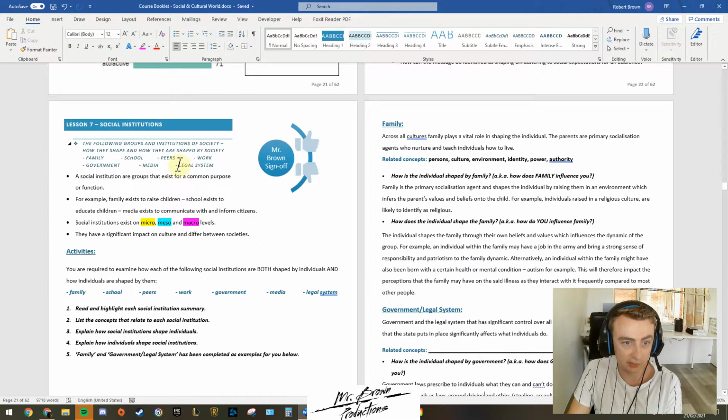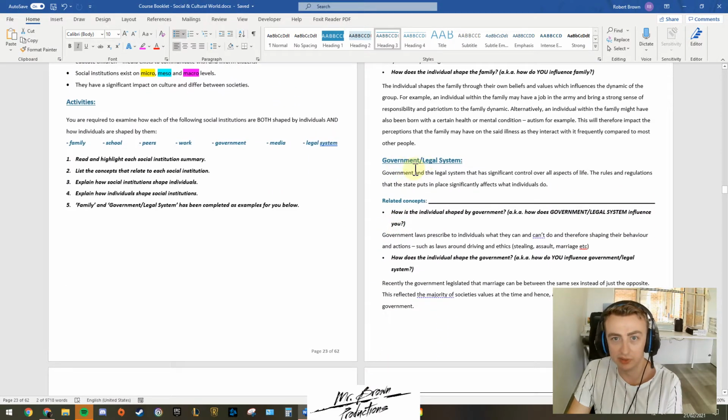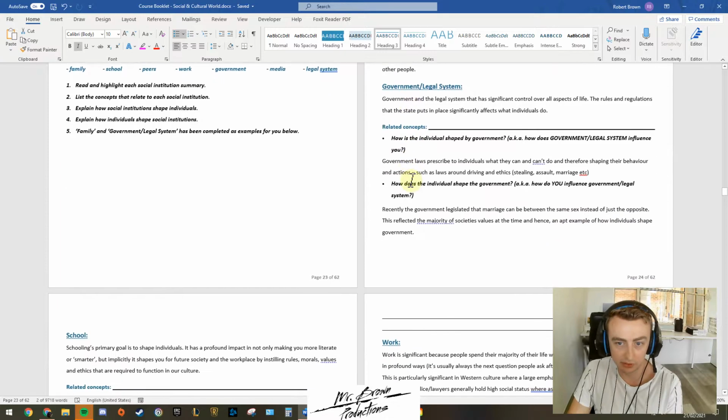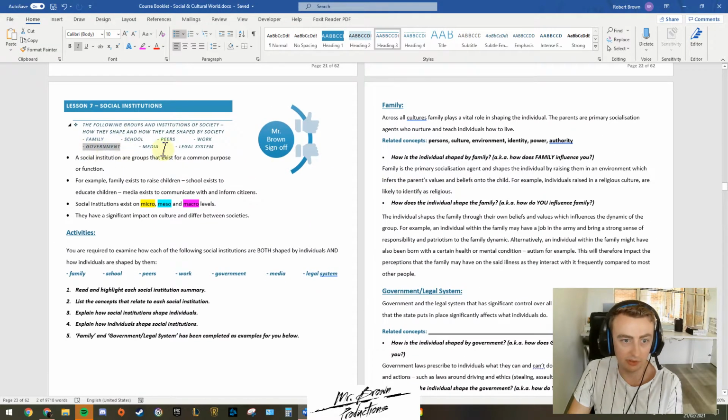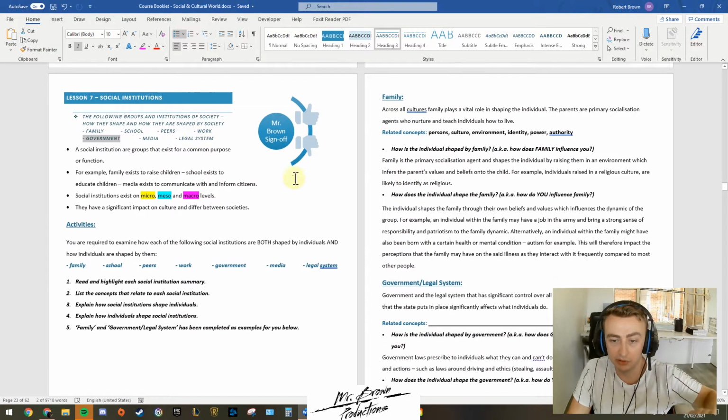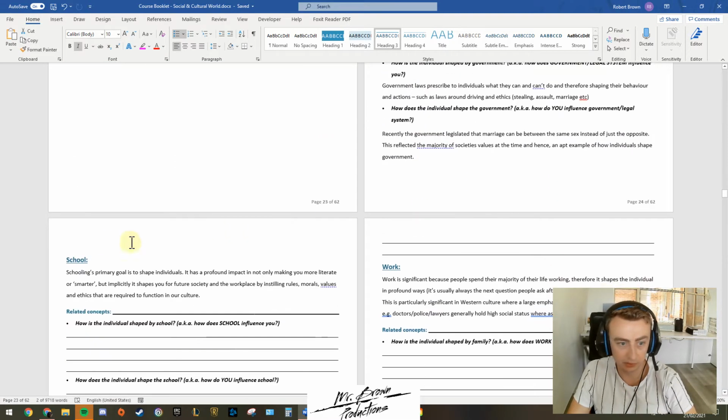Now it says legal system here and government here. I've put them under the one because they're one and the same thing. So don't get too concerned if they're separate up here and they read separate in the syllabus. They're the same thing, so don't worry too much.